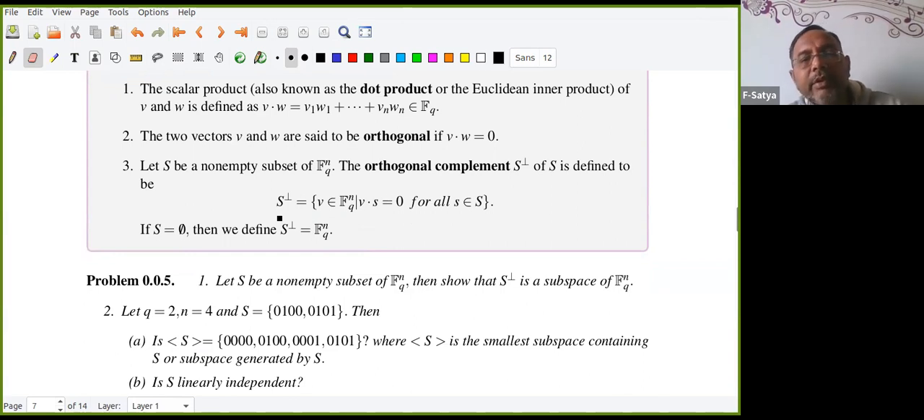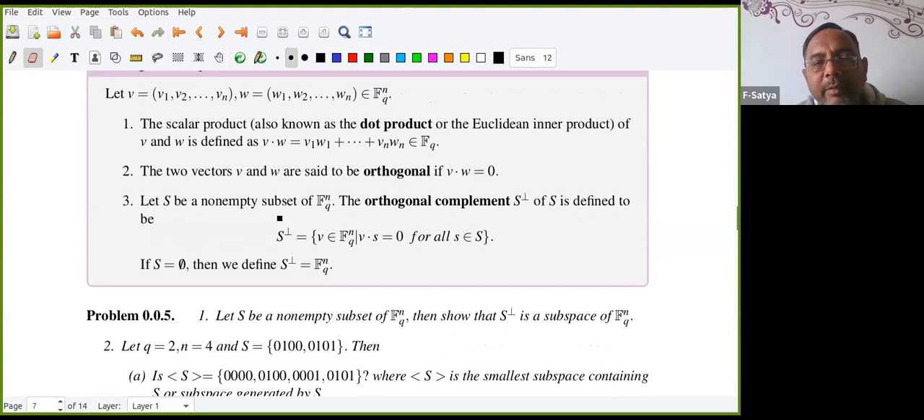Okay, this question is for non-empty. In the definition itself, I took S is non-empty. But still some people always ask what happens to empty and all. So we define it like this. Okay. So forget about empty. Do not ask. Okay.